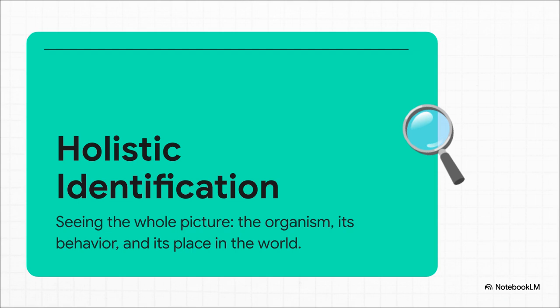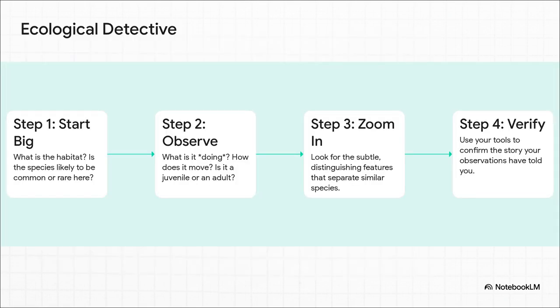It's all about context. And we can actually break this expert mindset down into a simple 4-step framework. Think of it as being an ecological detective. Step 1. Start with the big picture. What's the habitat? What's likely to be common or rare here?